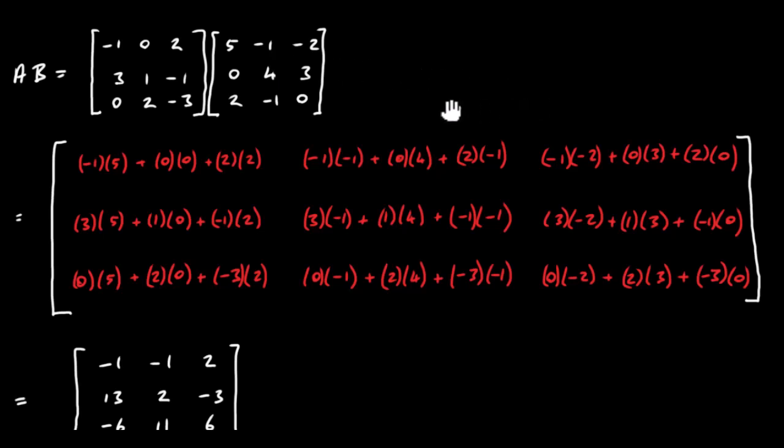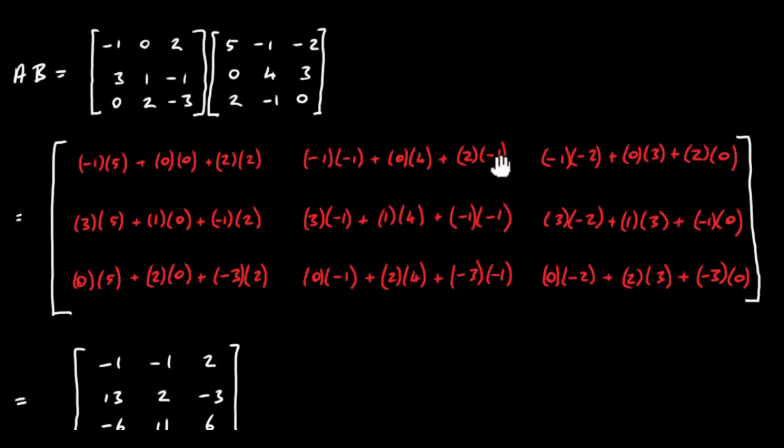What you need to do here is multiply the rows in A by the columns in B. So for example, if we take row number 1 here and column number 1, if we multiply those two, where they intersect is going to be here, so that's where we're going to put our answer. So I put the answer here, and we can see it's minus 1. So you multiply minus 1 by 5, 0 by 0, 2 by 2. That's what I've written here. When you do that, you get minus 1.